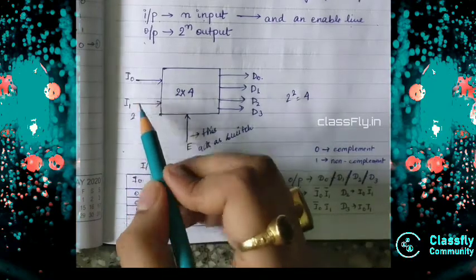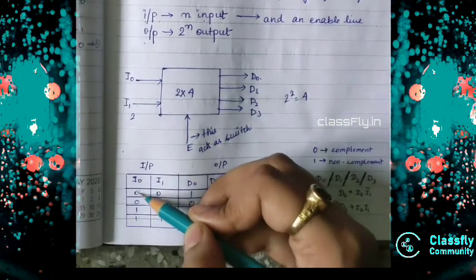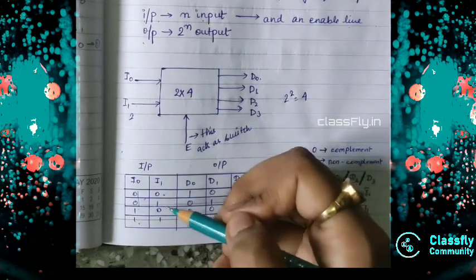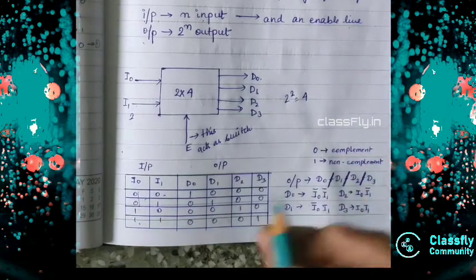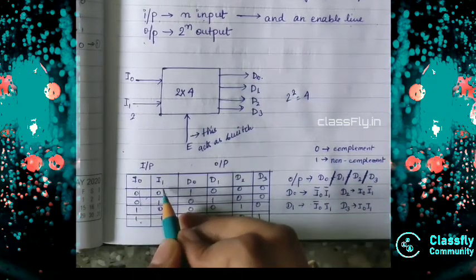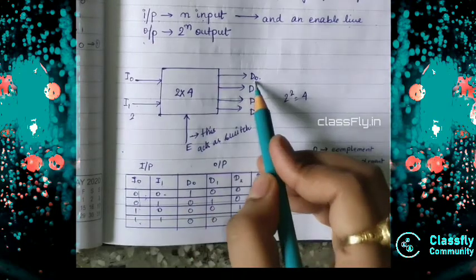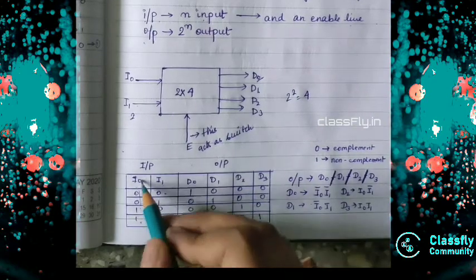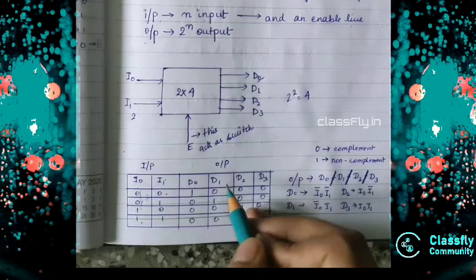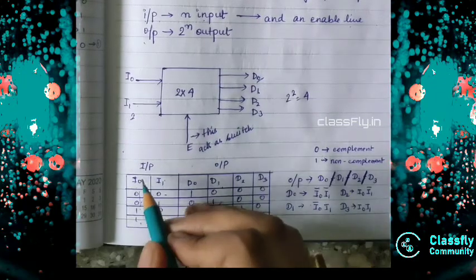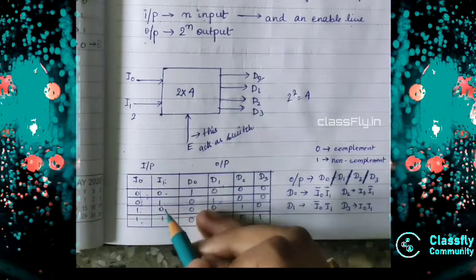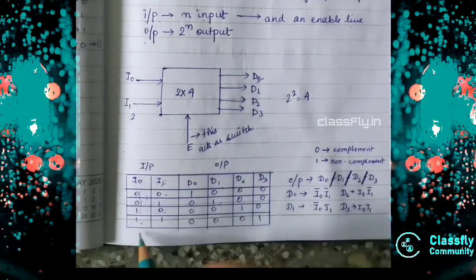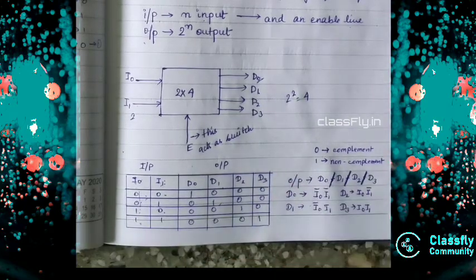As I have 2 inputs, in the first column it will be 0 0 1 1, and in the next column 0 1 0 1. Whenever my I0 and I1 are both 0, D0 will get activated. When I0 is 0 and I1 is 1, D1 will be activated. When I0 is 1 and I1 is 0, D2 will be activated. And when I0 and I1 are both 1, D3 will be activated.